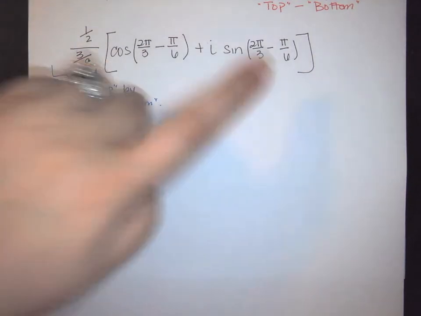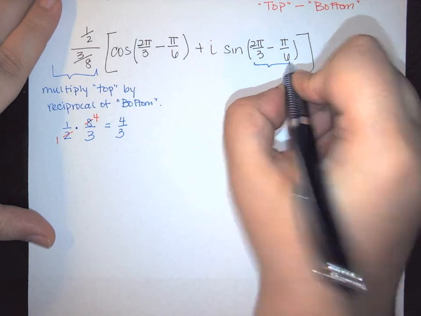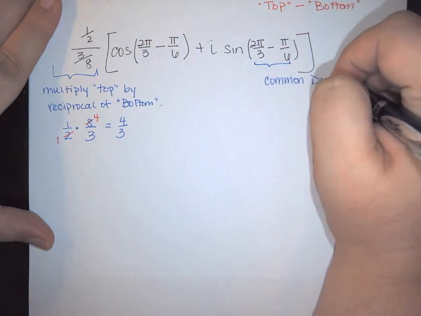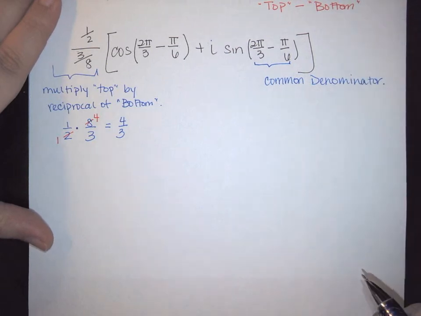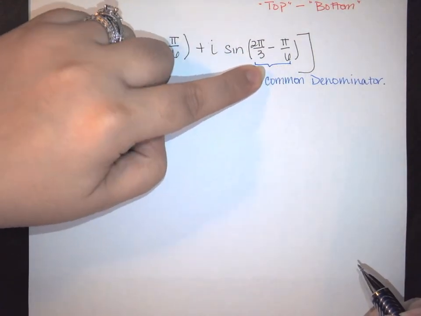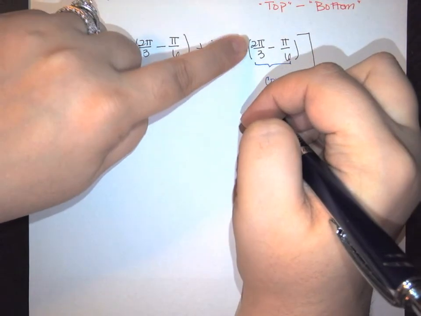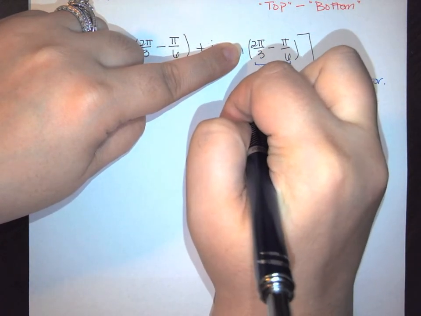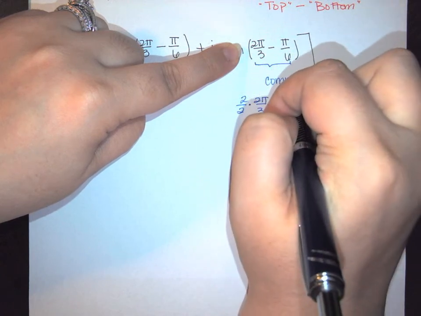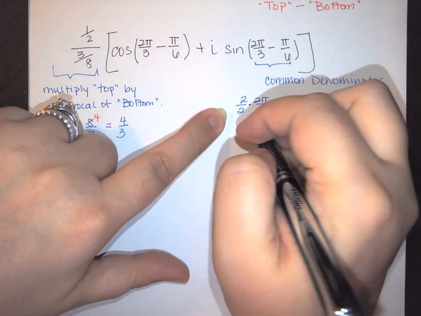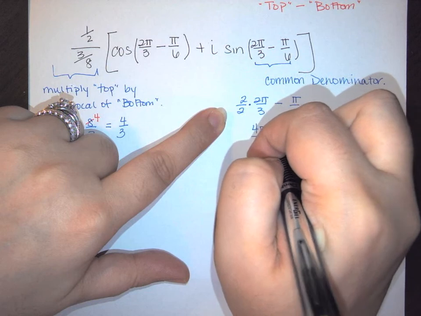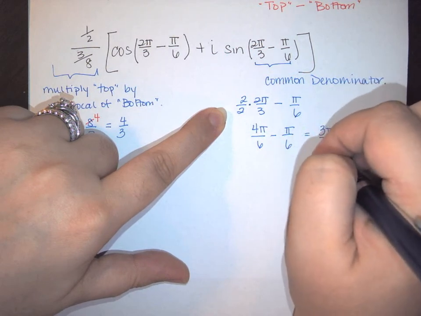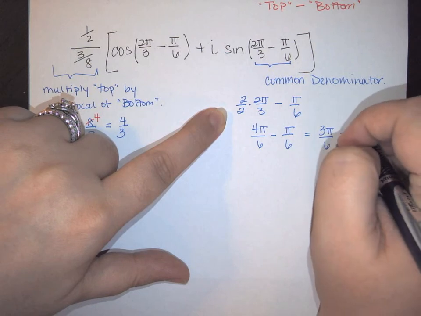Now, when we're combining fractions, looking inside the brackets, we need to remember that you need to have a common denominator. So here I have 3 and 6. My common denominator is going to be 6. This means I have to multiply this fraction by 2. So I'm going to have 2 over 2 times my 2 pi over 3, and I'm subtracting that from pi over 6. Here 2 times 2 is going to give me 4 pi over 6 minus pi over 6. So this equals 3 pi over 6, which is going to be the same as pi over 2.